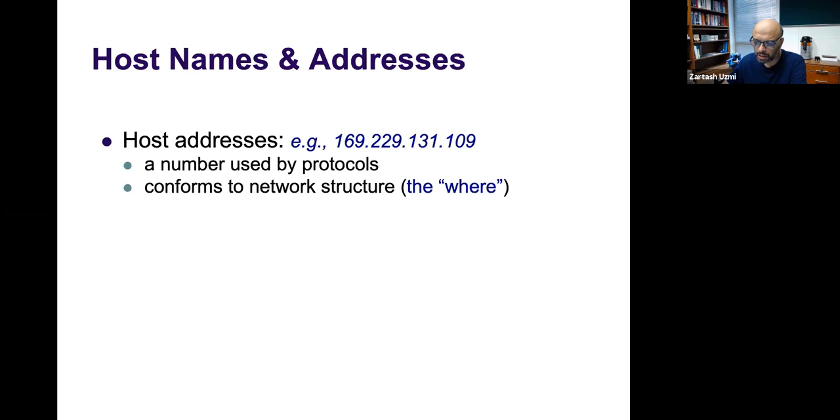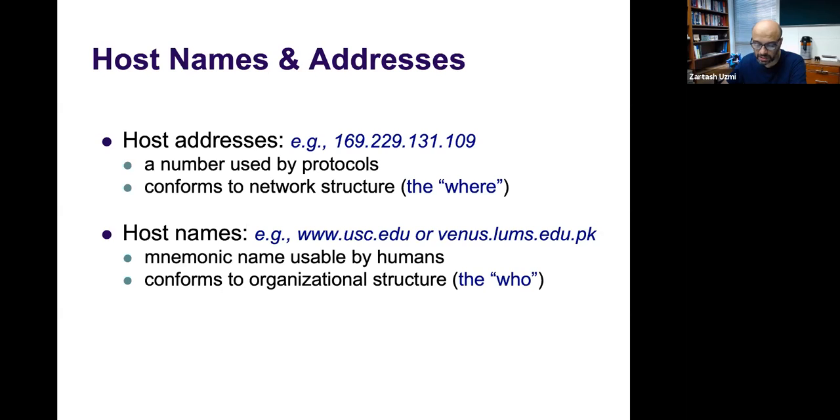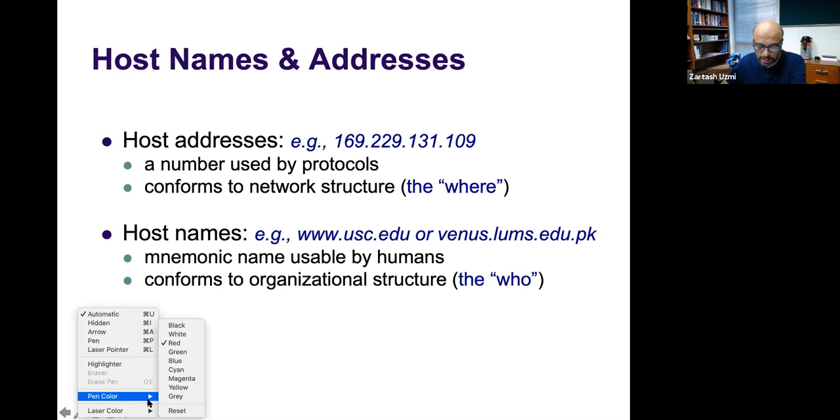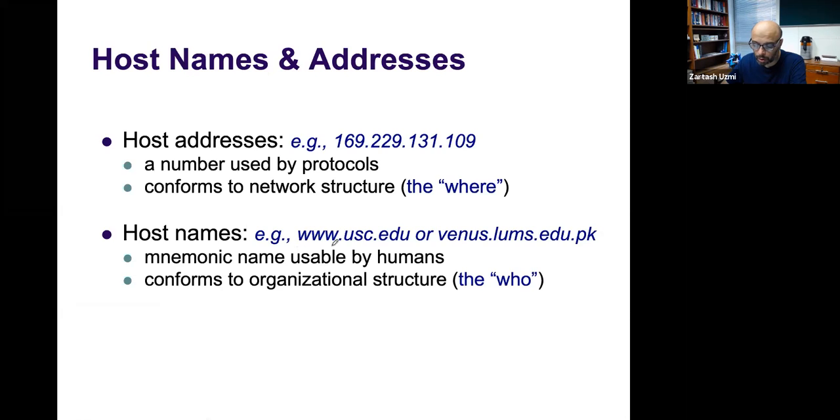So you have a host name, you want to translate that host name into the corresponding IP address. DNS is the service to do that. DNS is the protocol to basically translate these addresses like www.usc.edu or venus.lums.edu.pk, translation of these host names into the corresponding IP addresses.